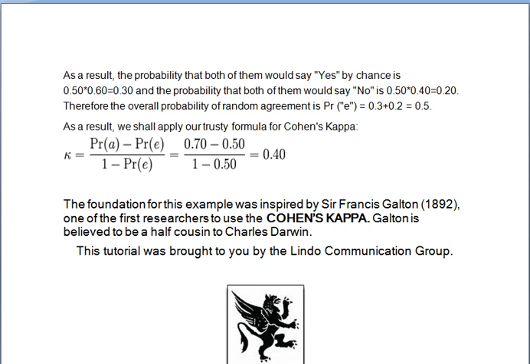The foundation for this example was inspired by Sir Francis Galton, 1892, one of the first researchers to use the Cohen's kappa. Galton is believed to be a half-cousin to Charles Darwin.